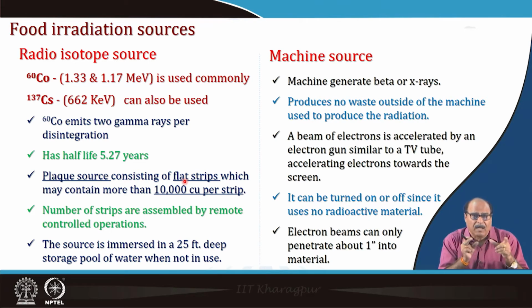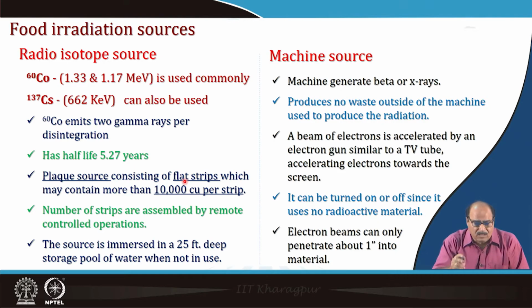Maybe 10 such strips, 20 such strips, or 30 such strips are used, depending upon the capacity of the plant. They are assembled in remote controlled operations, and the source is immersed in a 25 or 30 feet deep storage pool of water when not in use, to make sure there is no leakage of radiation into the environment.